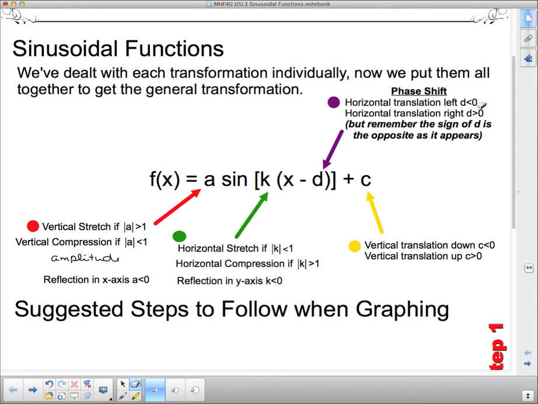If d is negative, it's to the left. If d is positive, it's to the right, which is exactly the way you think it should be. But remember, the sign of d is the opposite as it appears in here. And lastly here, plus c is a vertical shift up or down, depending on whether that is a plus c or minus c on the end.